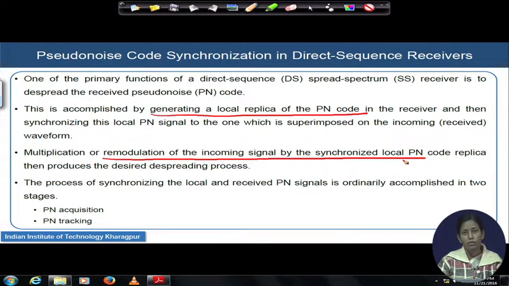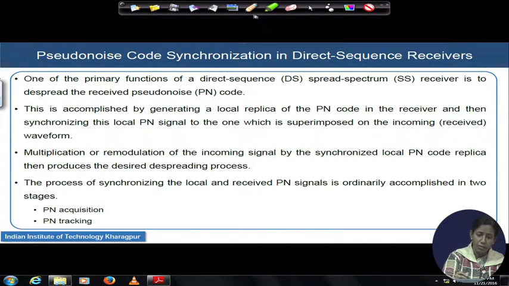The process of synchronization we have already discussed. There are basically two steps. The first step is the PN acquisition, and the second part is the PN tracking. We have seen a lot of discussion on the PN acquisition already in the last few modules, and this PN acquisition is mainly based on the non-coherent detector architecture as well as the matched filter based architecture. For both, it is mainly based on the direct sequence spread spectrum communication we have done.